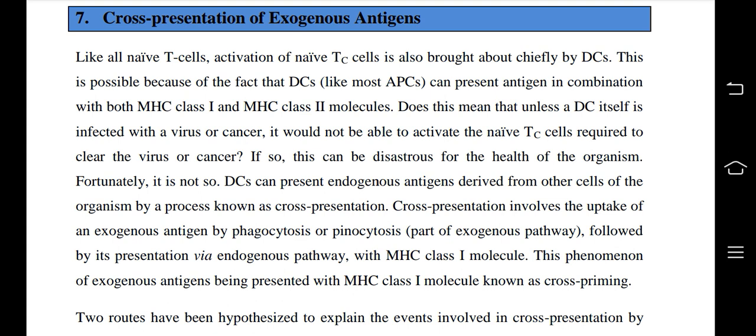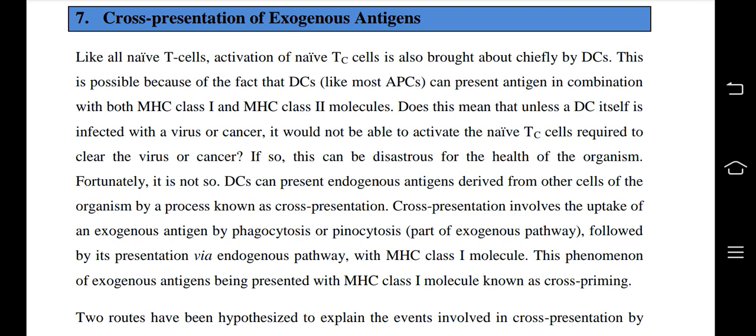Does this mean that unless a DC itself is infected with a virus or cancer, it would not be able to activate the naive TC cells required to clear the virus or cancer? If so, this can be disastrous for the organism. Fortunately, it is not so. DC can present exogenous antigens derived from other cells of the organism by a process known as cross-presentation.